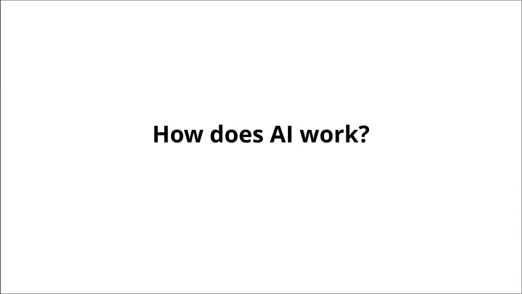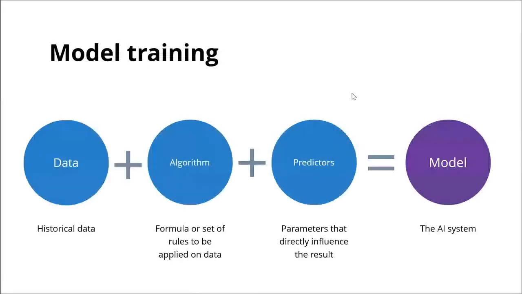First off, let us see how artificial intelligence works. Artificial intelligence needs a training model to get outputs on a regular basis. For that, you need historical data. With the historical data, you add an algorithm to it. An algorithm is nothing but a formula or a set of rules to be applied on the data. And with the algorithm, you need to add the predictors, which are parameters that directly influence the results. With all these three put together, you'll be developing a model, which is the AI system.